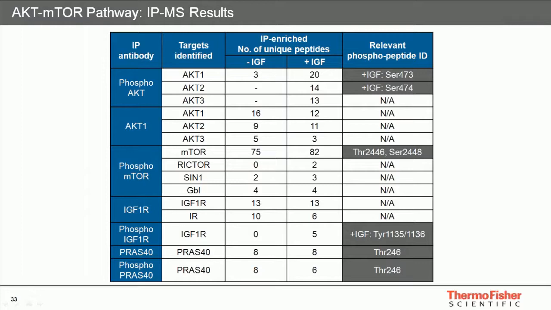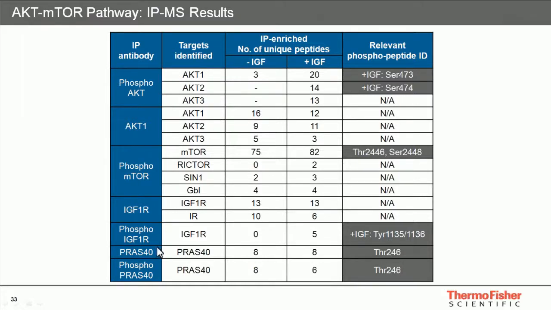So after we screen multiple antibodies for each one of these targets from the AKT-mTOR pathway, here are some of the results. What you are seeing here is the IP antibody in this particular column for each target. This is PTM-specific AKT and the total AKT. We were able to identify not only AKT1, but all three isoforms of AKT in a total AKT.